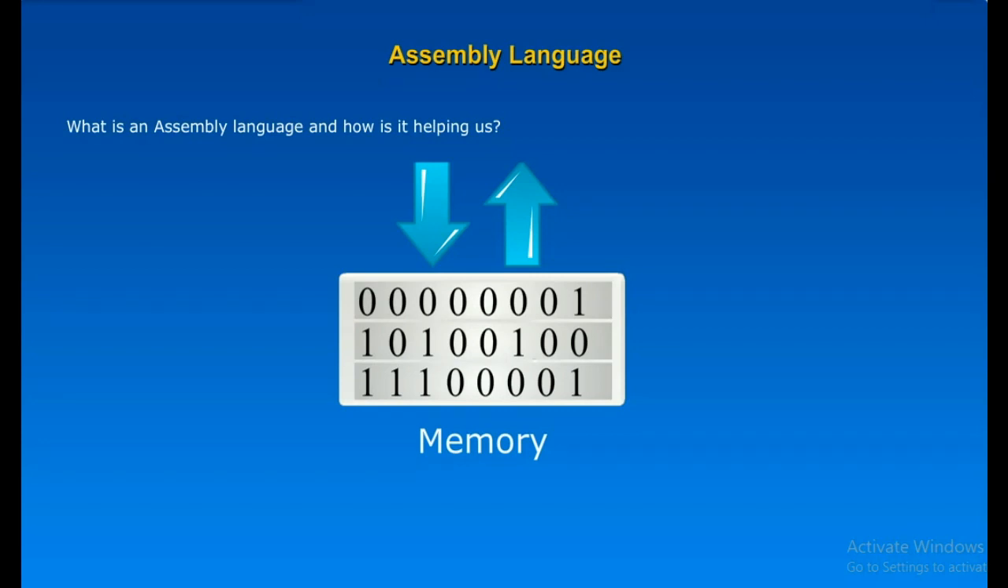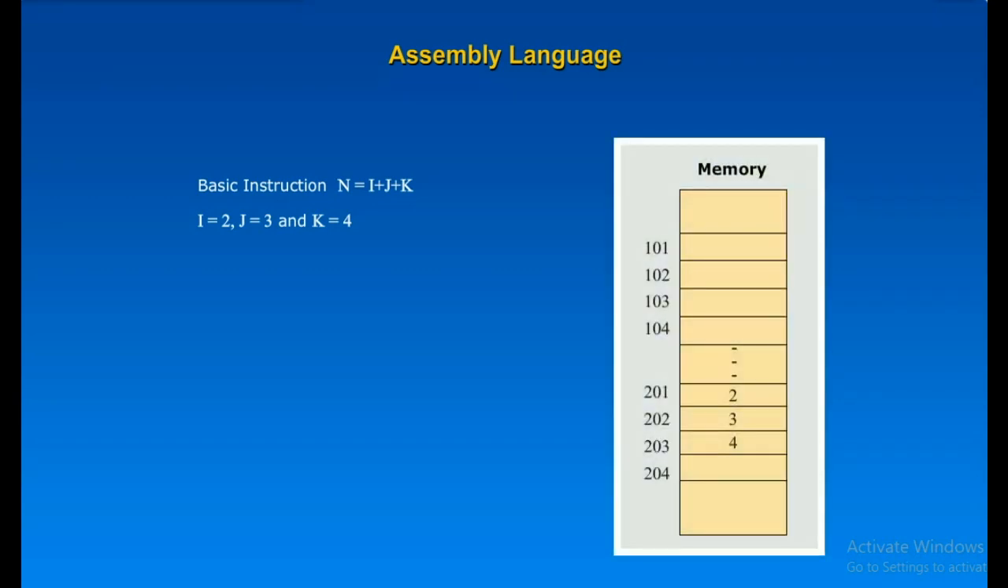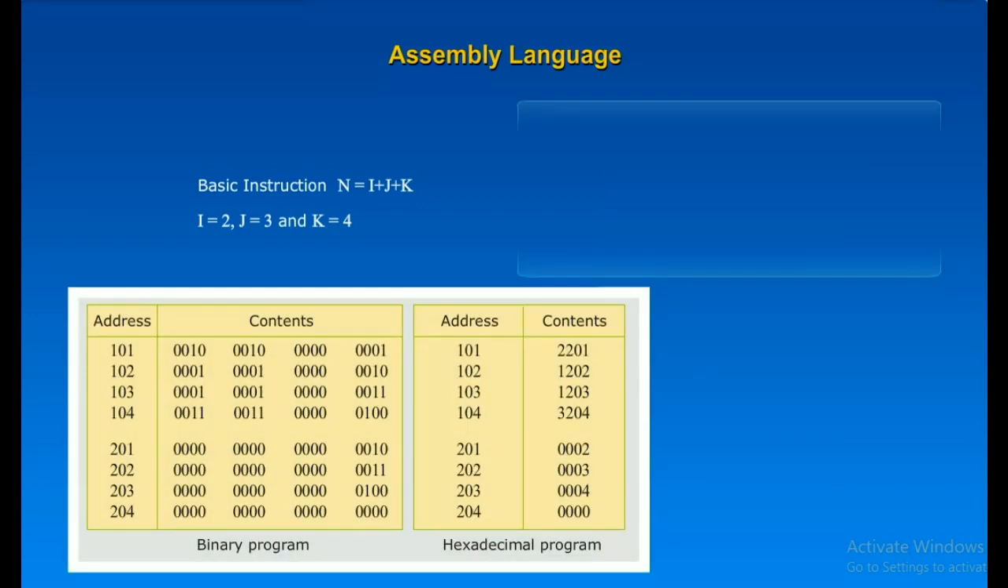To answer that question, let us convert a high-level language statement into machine language. Consider the statement N equals I plus J plus K, which is written in BASIC. Suppose we wish to program this statement in machine language and to initialize I to 2, J to 3, and K to 4. We can do that in the following steps, say in the single accumulator organization. Consider the following memory setup for I, J, and K. The program consists of 4 instructions.